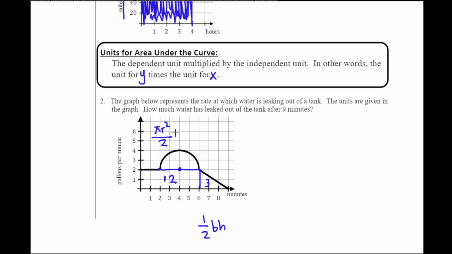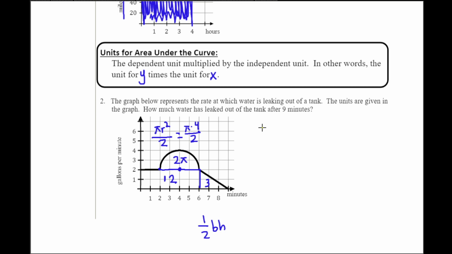So this is just pi times 2 squared, which is 4 pi over 2. Sorry, that's a 4 pi. Looks like a 9, but this is pi times 4 over 2. 4 pi over 2 here is just 2 pi then, because 4 divided by 2 is 2, and you leave the pi.